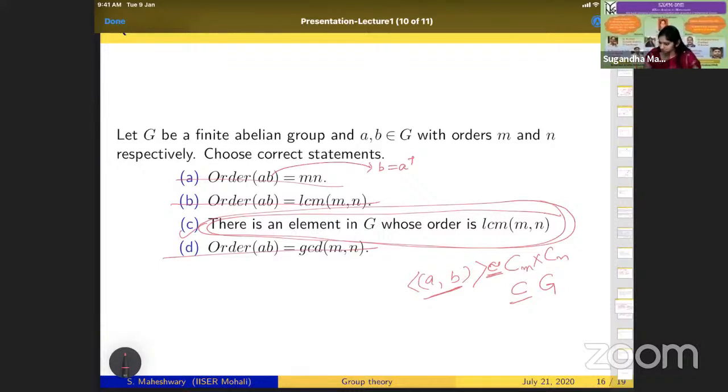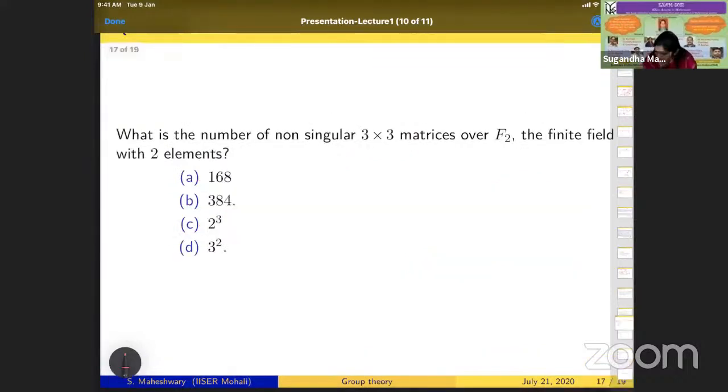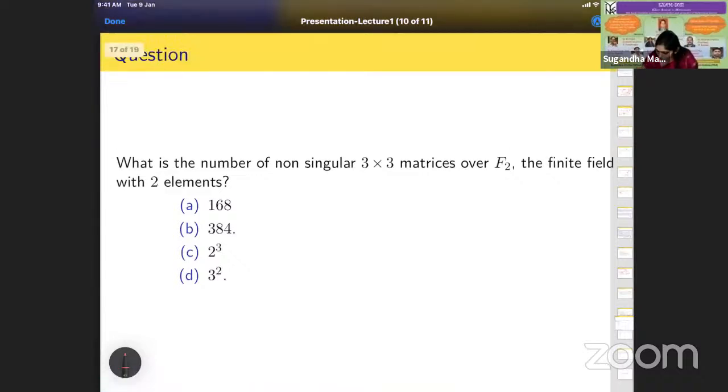Okay, with that, we have a few more minutes left, and I would like to use them for some next questions. So now I ask you, what is the number of non-singular 3 cross 3 matrices over F2? By F2, I mean the field of order 2, the finite field with 2 elements. So non-singular matrices, you understand this. The question could also be, what is the size of the general linear group over F2, right? This is just a restatement of this question. What is the size of this?